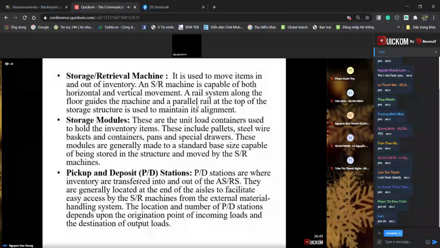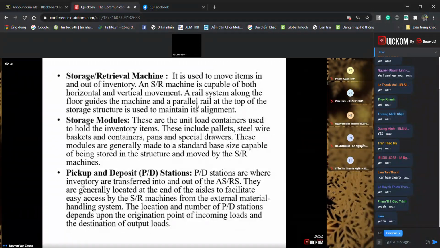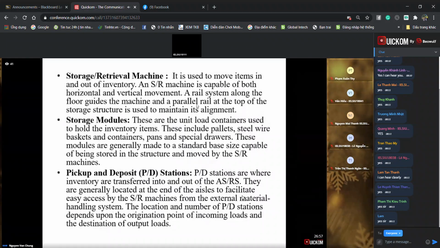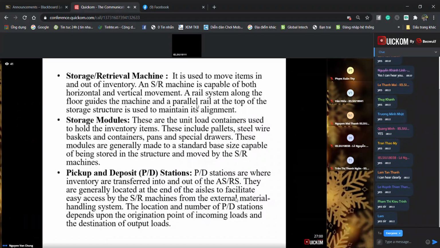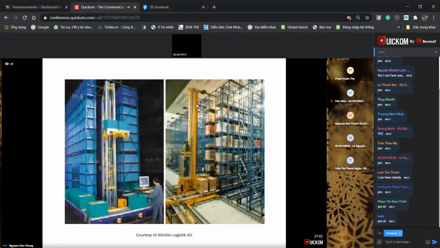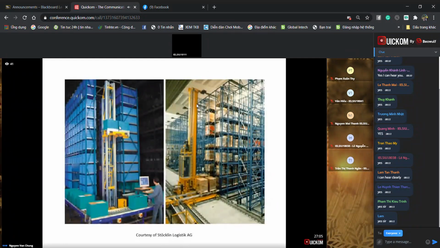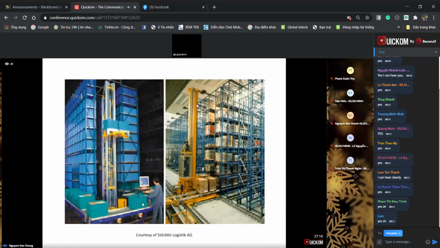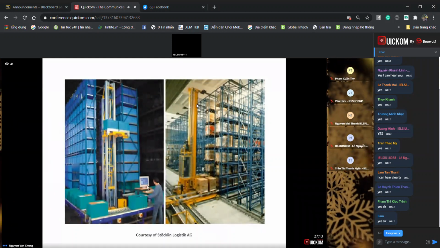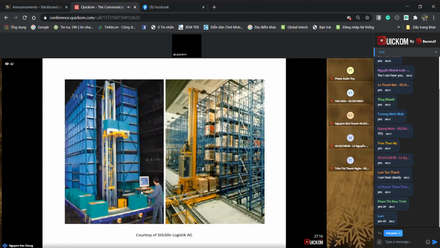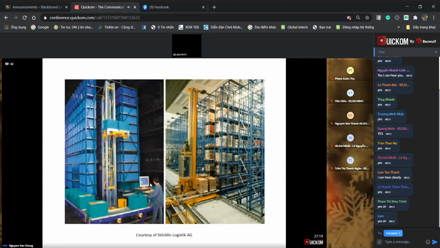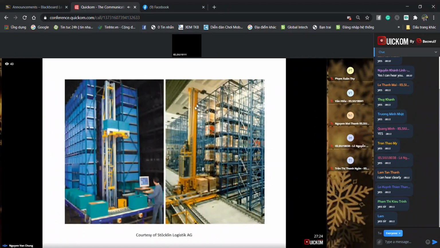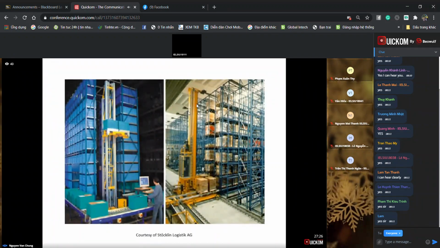And this station, like I said, is the station for the inventory transfers into and out of the ASRS. So like this. Okay, yeah, this, you see. So like I said, this is a design. Okay, this is the SR machine, and then you have the conveyor. Okay, this is the conveyor, and then here you have the software or the computer for management.